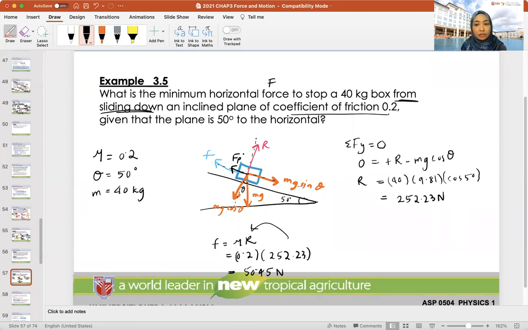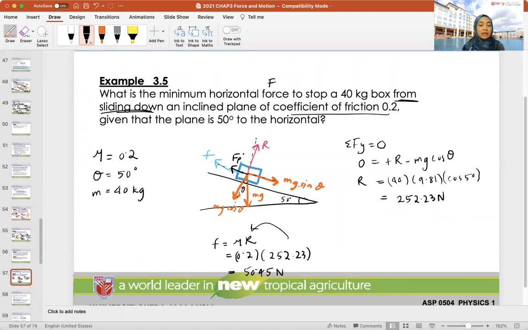To stop a 40 kilogram box from sliding down an inclined plane. Okay, so kita ada mg sin theta, which is from gravity. We have friction, and this question is assuming that we need an extra force untuk halang box ni daripada jatuh. Maksudnya kat sini friction ni tak cukup untuk halang dia dari jatuh. Okay, so typically kita akan cakap, okay, friction is large, so it's going to keep this guy at rest.